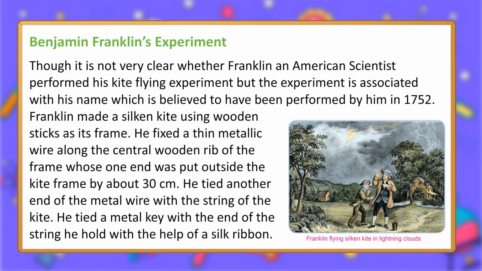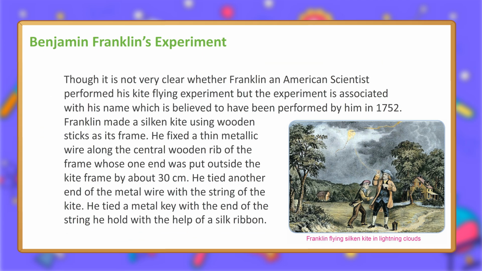Though it is not very clear whether Franklin, an American scientist, performed his kite flying experiment, the experiment is associated with his name, and is believed to have been performed by him in 1752. Franklin made a silken kite using wooden sticks as its frame. He fixed a thin metallic wire along the central wooden rib of the frame, whose one end was put outside the kite frame by about 30 centimeters. He tied another end of the metal wire with the string of the kite. He tied a metal key with the end of the string he held with the help of a silk ribbon.